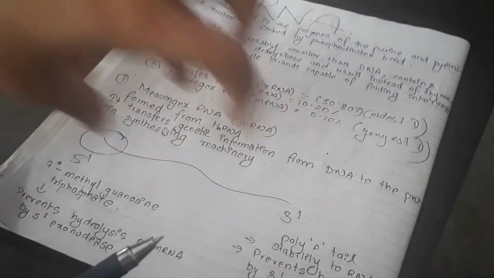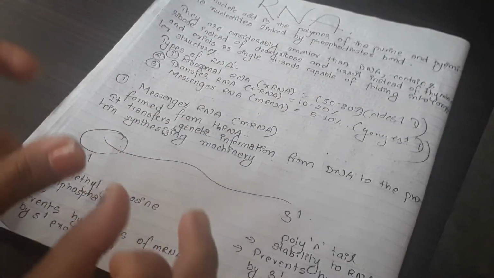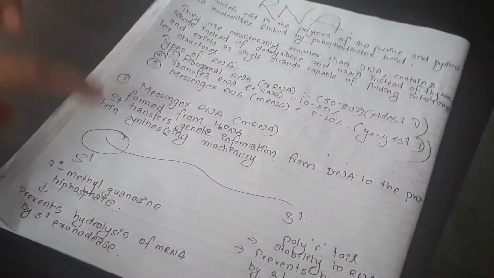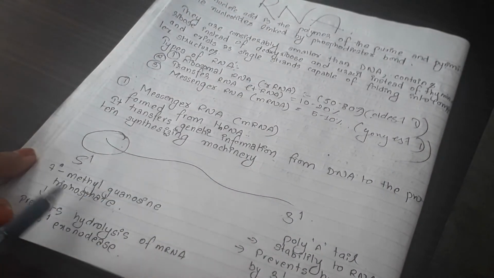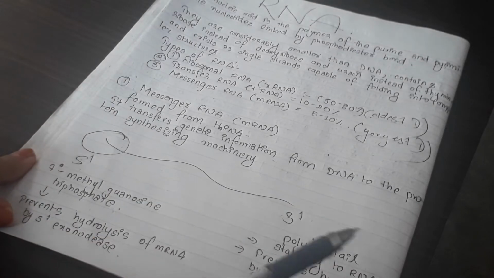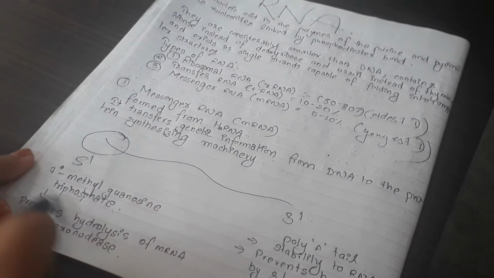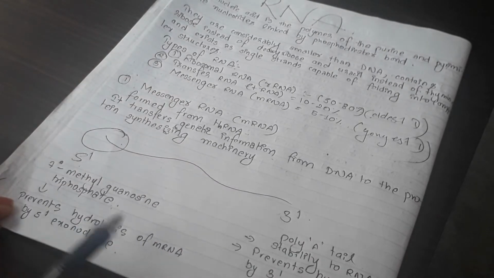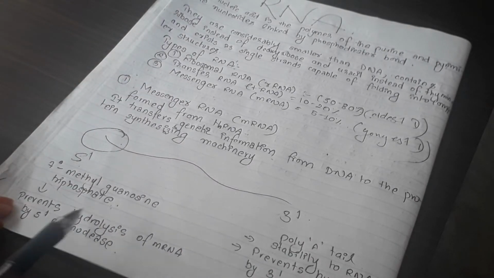The poly A tail consists of many nucleotides. This is a very important point about messenger RNA: what it has in its head part and what it has in its tail part. Head part: 7-methyl guanosine triphosphate, and tail part: poly A tail. So why is this cap present in the head part? It helps to prevent hydrolysis of mRNA by 5' exonuclease.